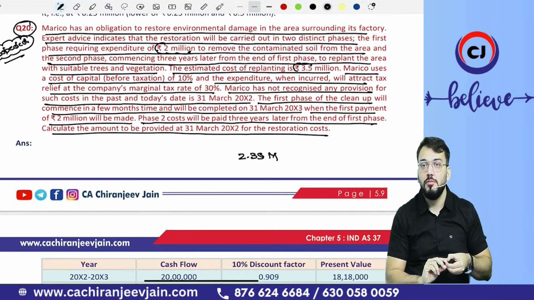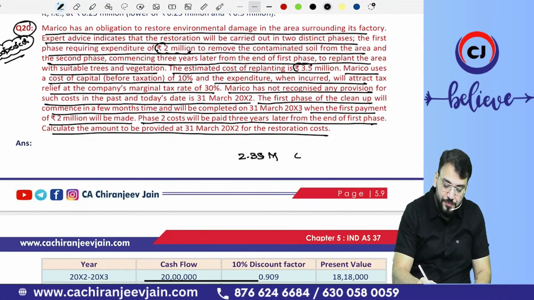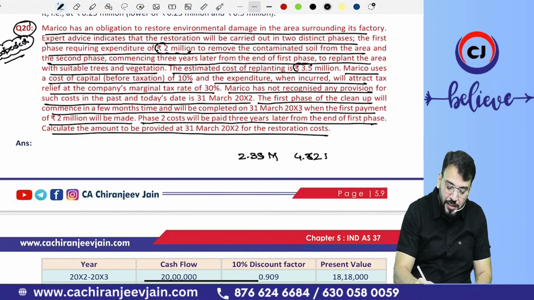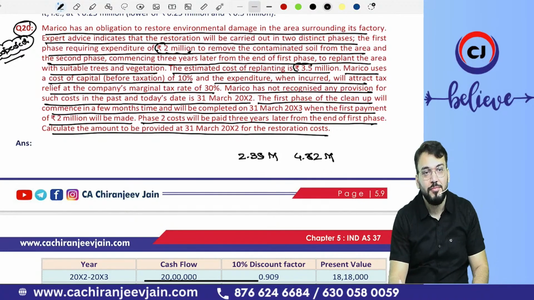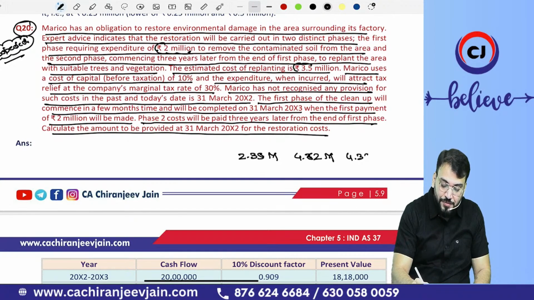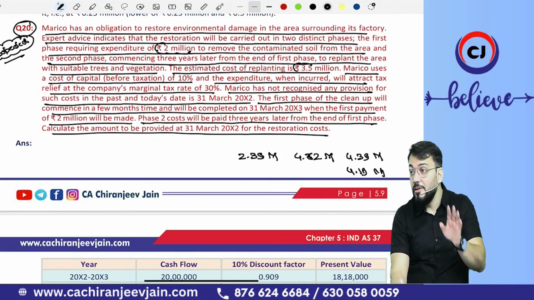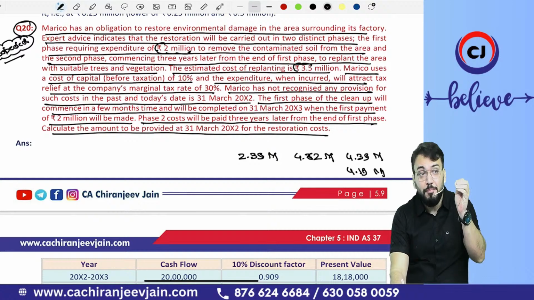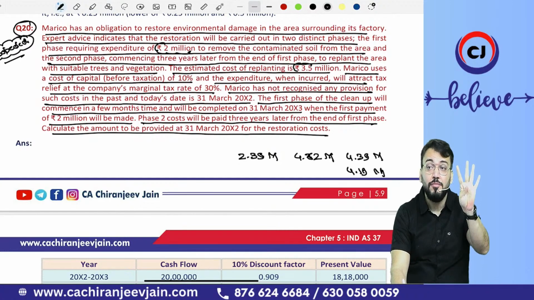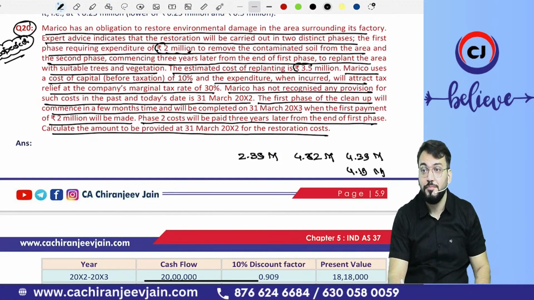Bolo. 4.62 million. Answer changed. 4.39. 4.19. Are you able to understand what is happening? A simple question, 4 answers I got. In MCQ, 4 options will be there.